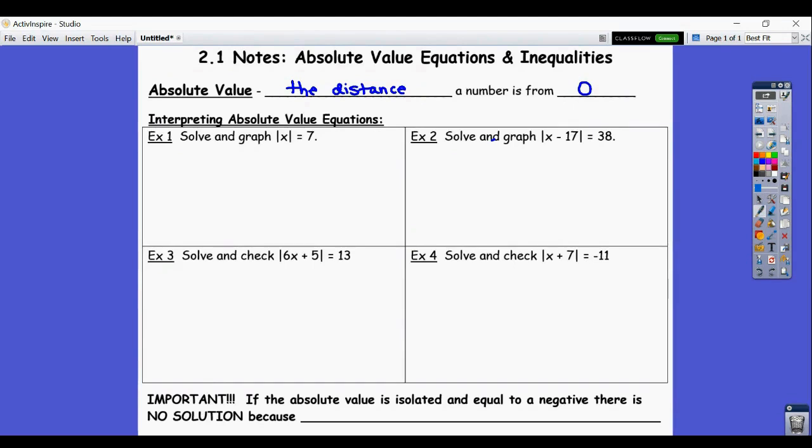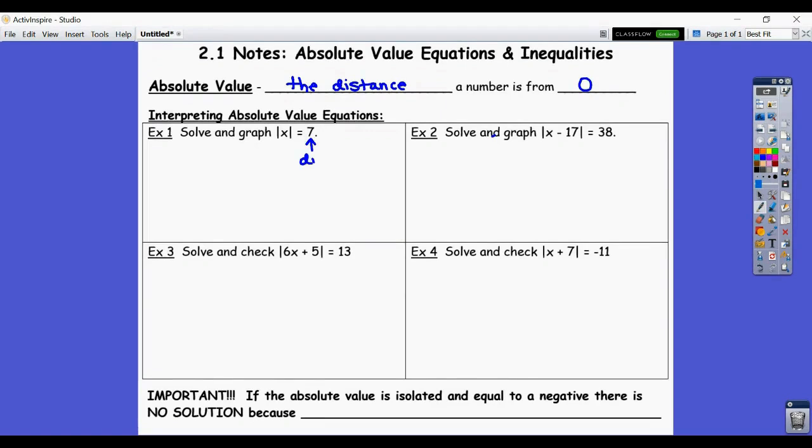For example 1, we're going to solve and graph when we have the absolute value of x equaling 7. So remember that is a distance of 7, and that can happen for two occasions on our number line. First is when we have a positive 7, and second is when we have a negative 7. Both those distances will be 7 away from 0.